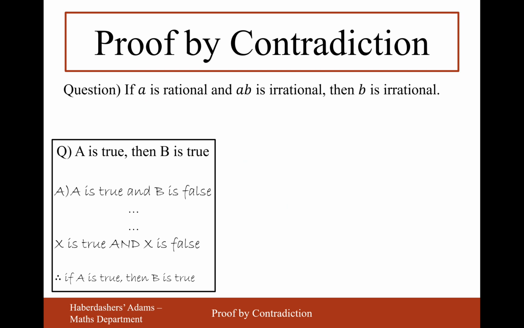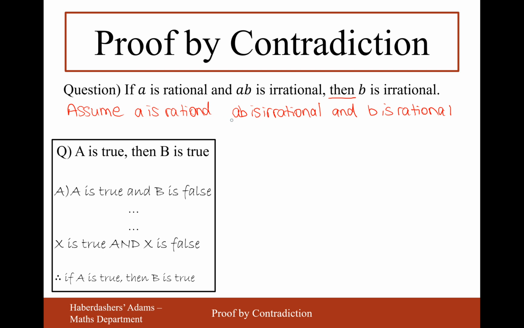Okay, so moving on to the next one. The next one says if A is rational and AB is irrational, then B is irrational. So let's start with that assumption again. So assume A is rational, AB is irrational, and now as soon as we get to the word then, we negate everything past then, and B is rational.